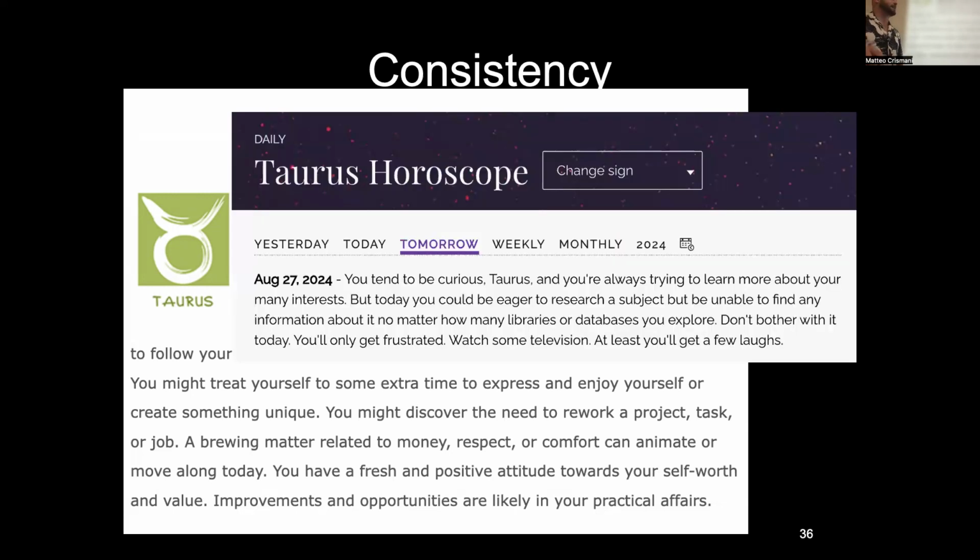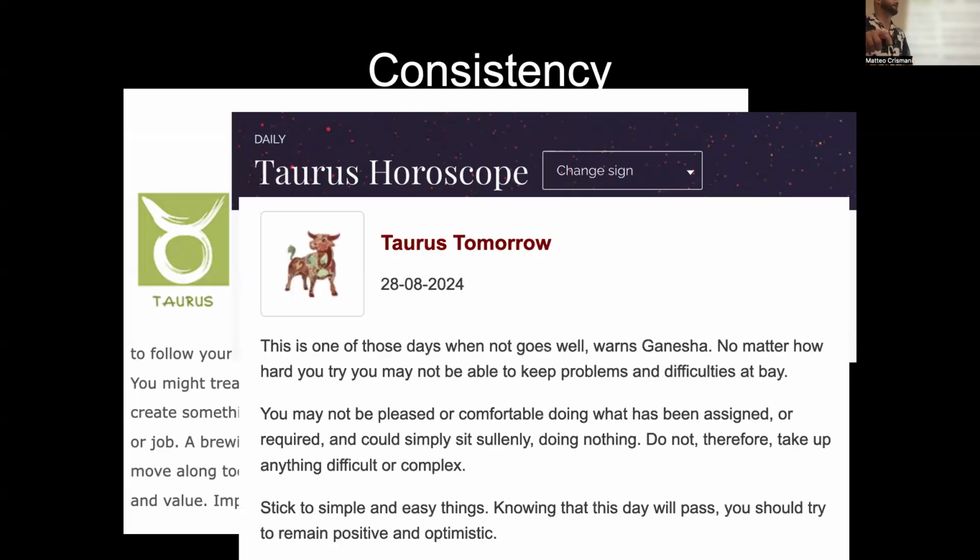But then the next one says, you tend to be curious, obviously. And you're always trying to learn more about many interests, true. But today you could be eager to research a subject, be unable to find any information, no matter how many libraries or databases. Don't bother with it. You'll only get frustrated. So one of them tells me to explore, and then the next one says, don't. So now I'm not sure. So I go to the next one, and it says, this is one of those days that's not going to go well, no matter how hard you try. So now I feel like maybe I definitely should not do any exploration today, right? So how do I choose between these, right?